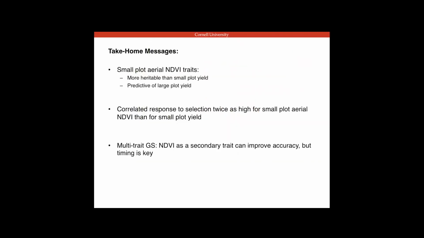The small plot aerial NDVI traits tend to be more heritable than yield. They are predictive of yield in the large plots, and their correlated response is twice as effective as the small plot yield. With our multi-trait GS, NDVI does have the potential to improve accuracy, but timing around the phenology appears to be really important, and we will be taking steps to improve that this coming year.